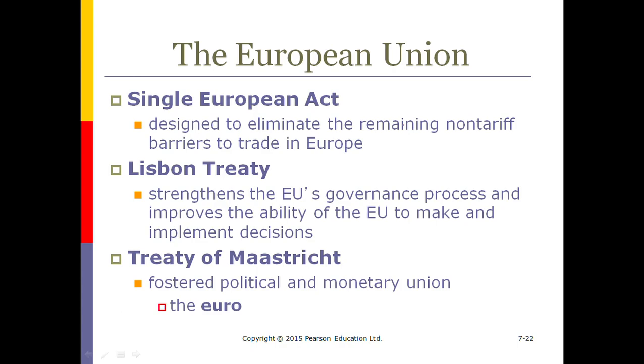Then there was the Lisbon Treaty, which strengthens the European Union's governance process and improves the ability of the European Union to make and implement decisions. In fact, it gave governance rights to the European Union, where it could take decisions and make laws which would apply to all the member countries. Finally, there was the Treaty of Maastricht, which fostered political and monetary union. That means the euro as a currency was formed under this treaty.